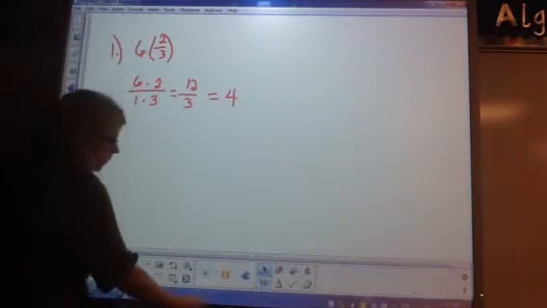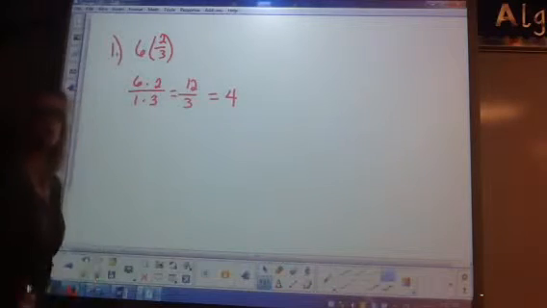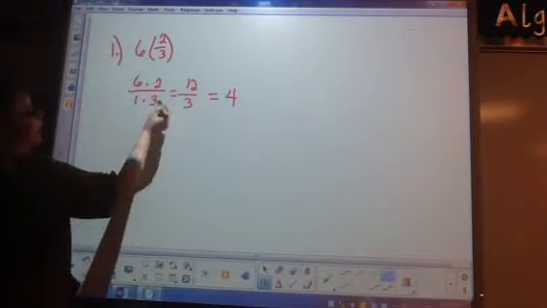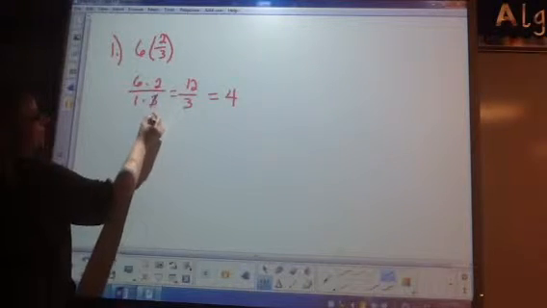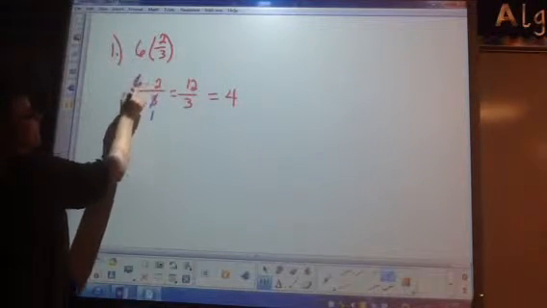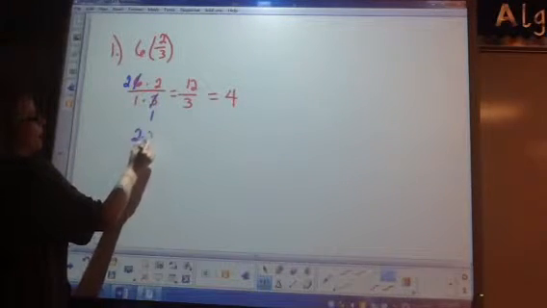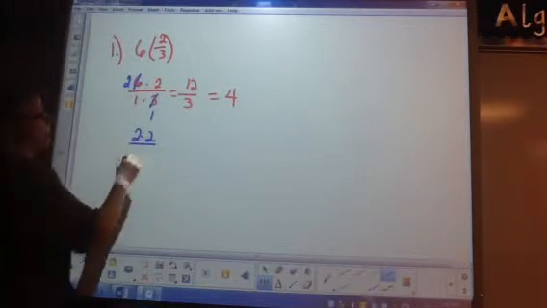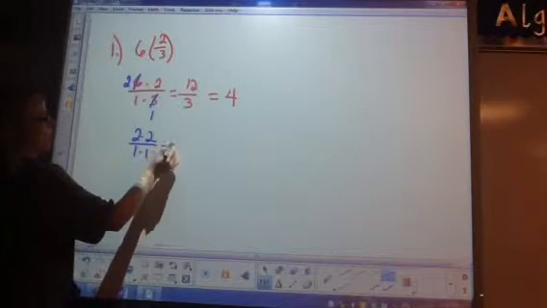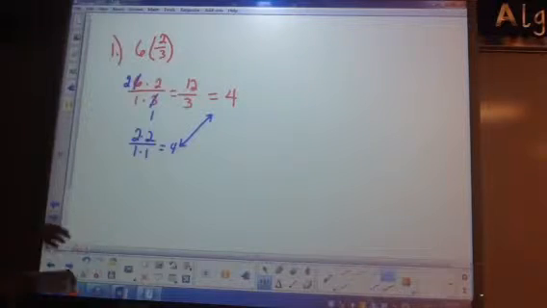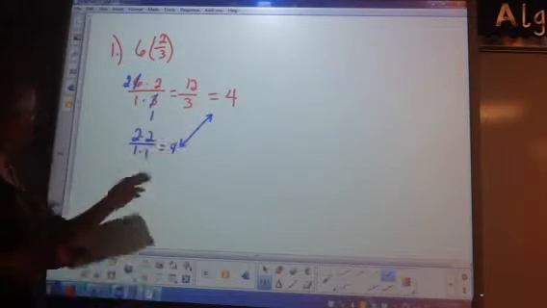Okay, some people like to do something called cross-simplify. Okay? So, I know that if I divide this by 3, I get 1. And if I divide the 6 by 3, I get 2. So if I cross-simplify, I have 2 times 2 as my numerator, 1 times 1 is my denominator, and I get the same answer. Both positive, my answer is positive.